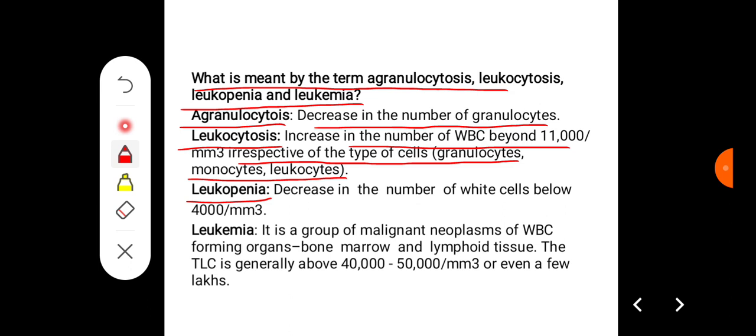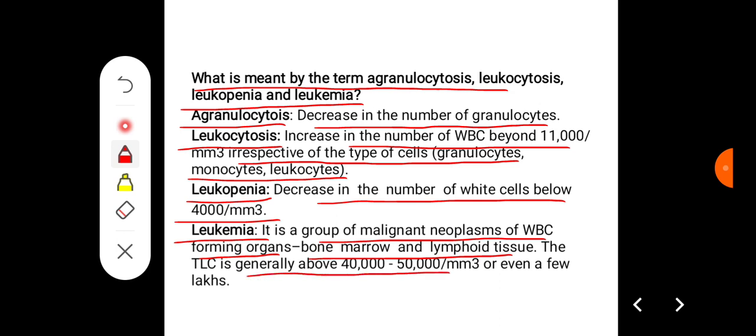Leukopenia is nothing but decrease in the number of white cells below 4,000 per cubic millimeter of blood. And leukemia is a group of malignant neoplasm of WBC forming organs, that is bone marrow and lymphoid tissue. The total leukocyte count is generally above 40,000 to 50,000 per cubic millimeter of blood, and even few lakhs. And also there will be more number of immature cells in case of leukemia.